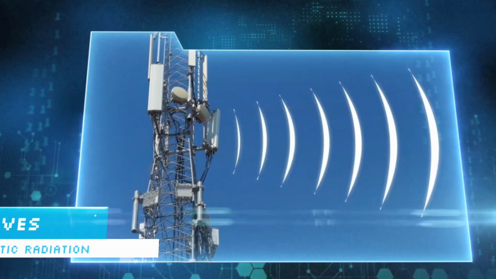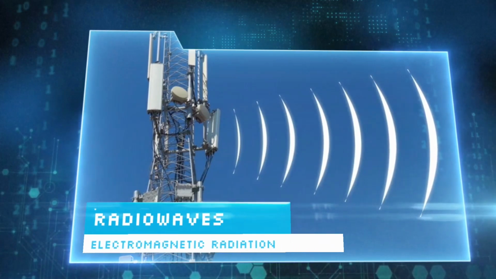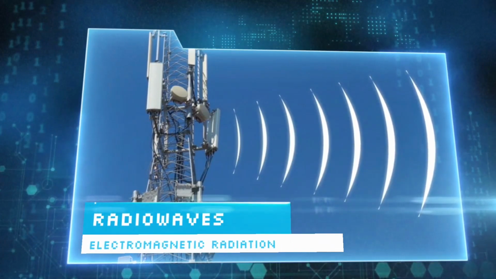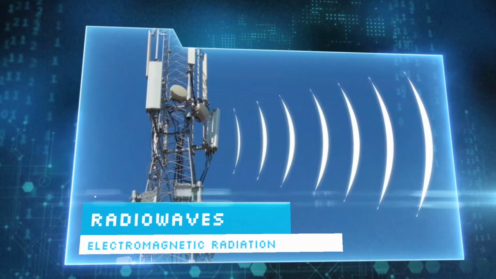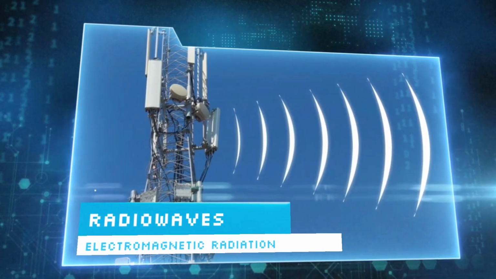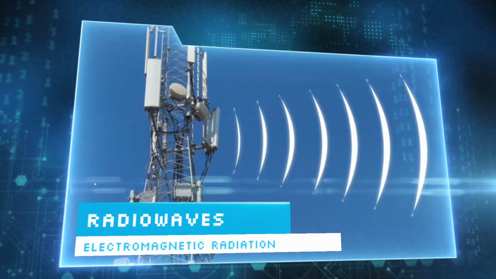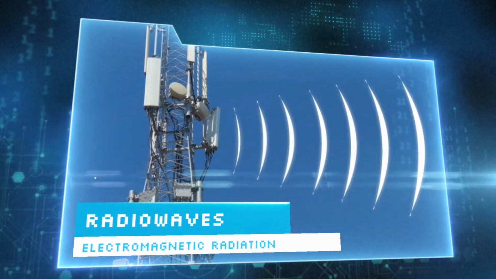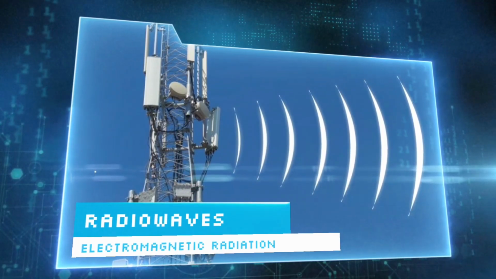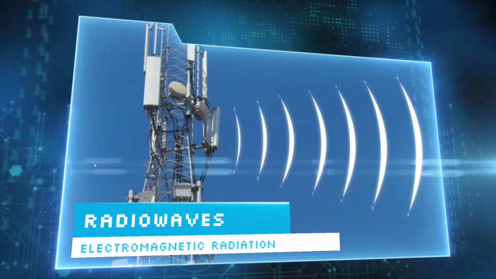Radio waves, on the other hand, have longer wavelengths and lower frequencies than microwaves. They have wavelengths ranging from about 1 millimeter to hundreds of meters. Radio waves are widely used for communication purposes, including radio broadcasting, television broadcasting, cellular networks, and wireless communication systems.